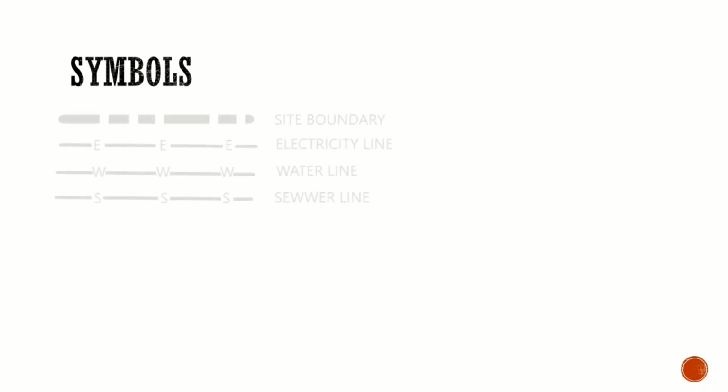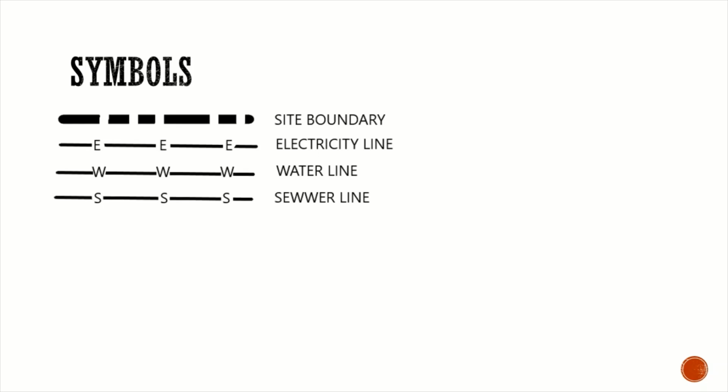So now looking at symbols, some symbols that you will have to draw on your site analysis. We have your site boundary, which is the thickest line that you're going to have on your drawing. It's going to have a long and two short dashes. Then for your electricity, water and sewer lines, they all have long dashes but a thinner line thickness. And to differentiate them, you just put the letters E, W and S in between your long dash spaces.